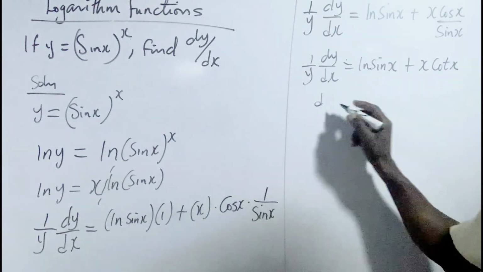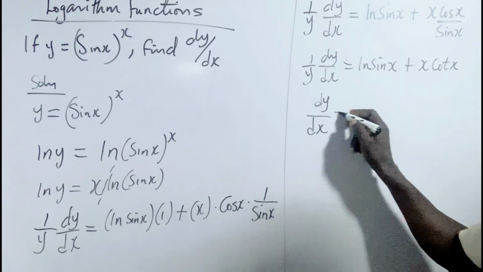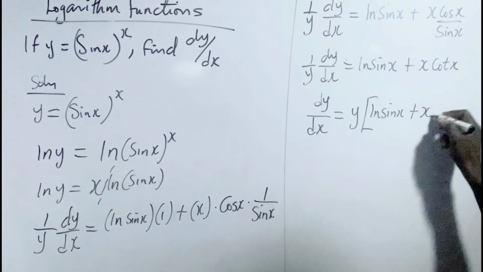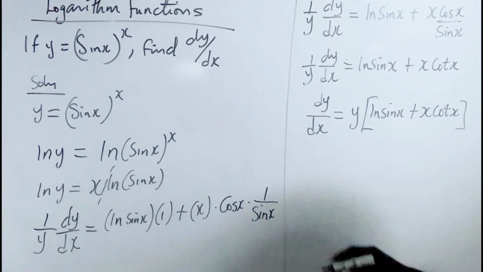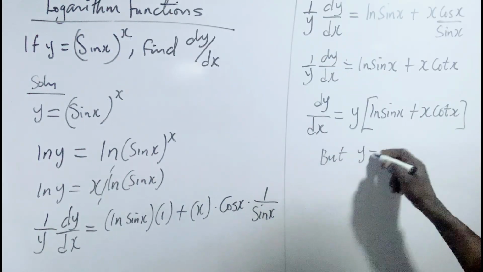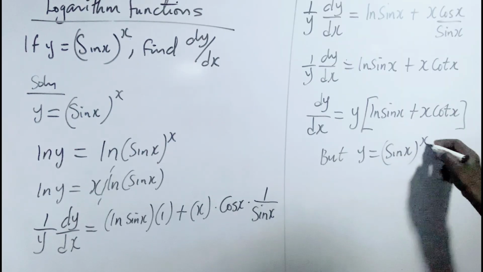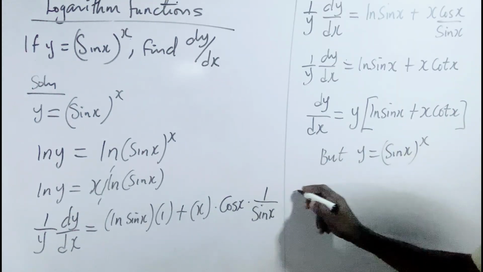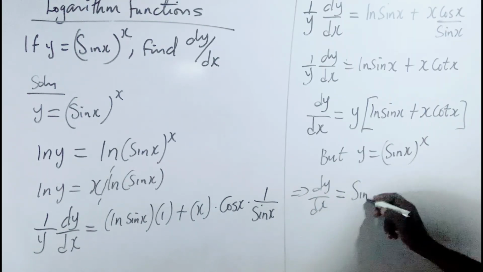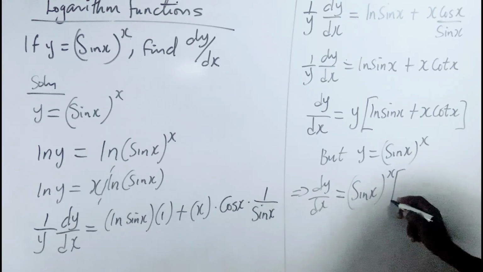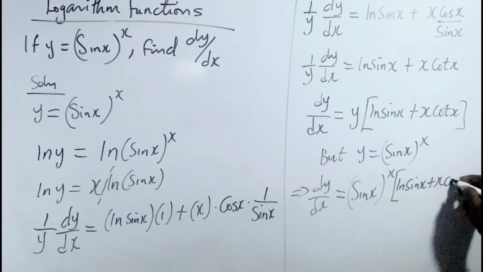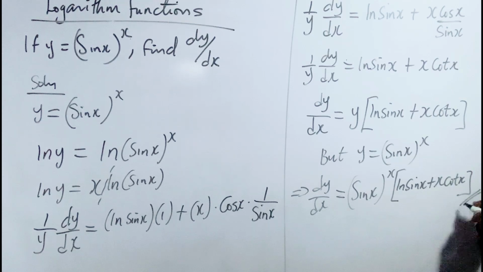So making dy/dx the subject of the formula, we have y times ln sin x plus x cot x. Now remember y is equal to sin x raised to x. So if we replace y, we're going to have finally dy over dx to be equal to sin x raised to power x into everything in the bracket, ln sin x plus x cot x. So that's the answer.